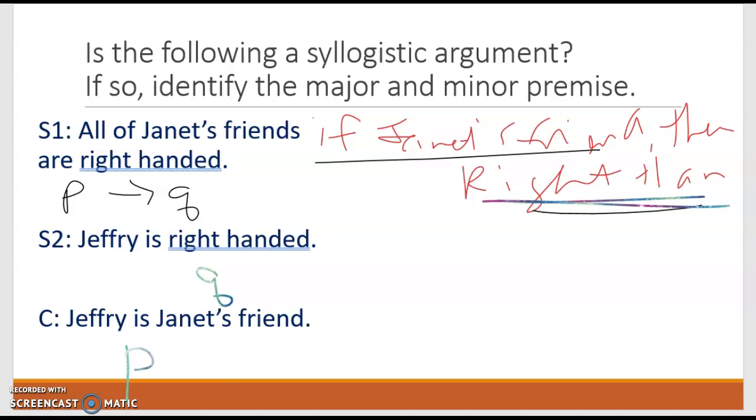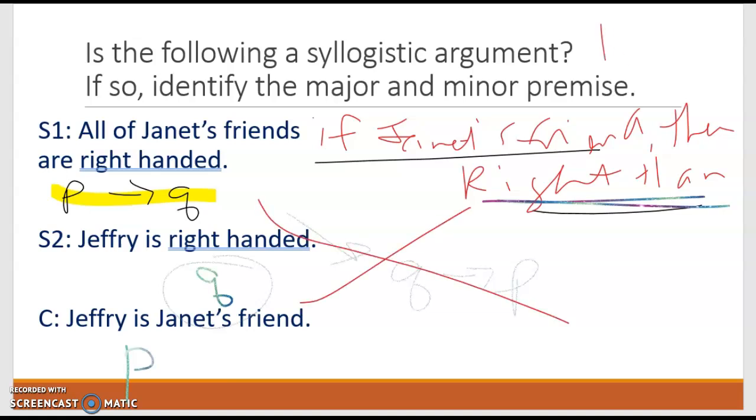Well, here's the thing. We know that P implies Q, right? It's conditional. If P, then Q. Well, here we know Q. This doesn't work: if P, then Q, and then if Q, then P. These are not the same. No, no, no. And therefore, no, this is not a syllogistic argument because our specific statement, statement two, gives us Q. And therefore, we cannot conclude P because that's not how this works, right?